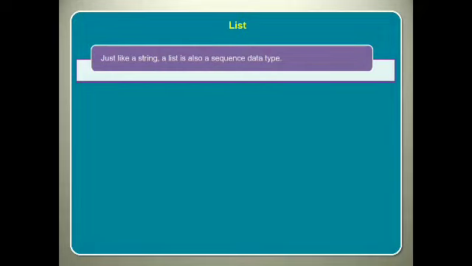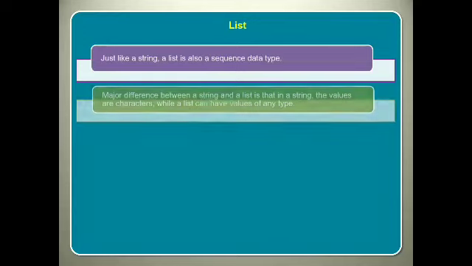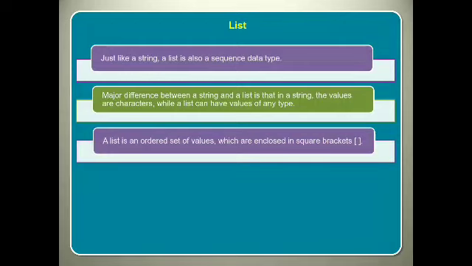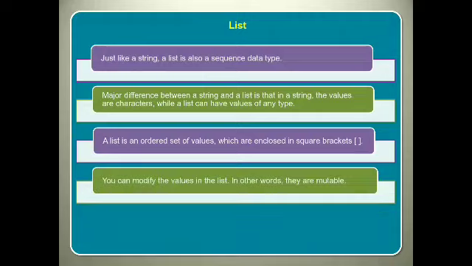Just like a string, a list is also a sequence data type. The major difference between a string and a list is that in a string, the values are characters, while a list can have values of any type. It is an ordered set of values which are enclosed in square brackets. You can modify the values in the list. In other words, they are mutable.